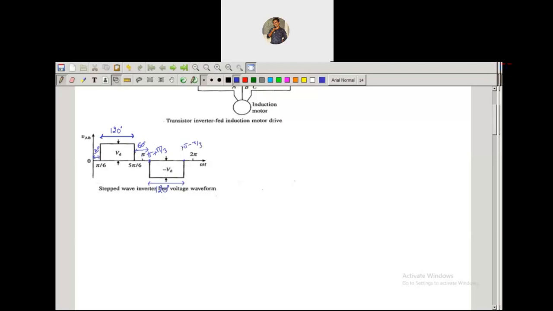Okay. And if you take the difference between these two, that is 2 pi minus pi by 3 minus pi by 3, you are going to get how much? You will get a 120 degrees duration here. So here we need to operate the transistor switches in 120 degrees mode. And at what time do we need to take a break here? During these two conductions, positive and negative, we need to turn off the switches for the 60 degrees duration.